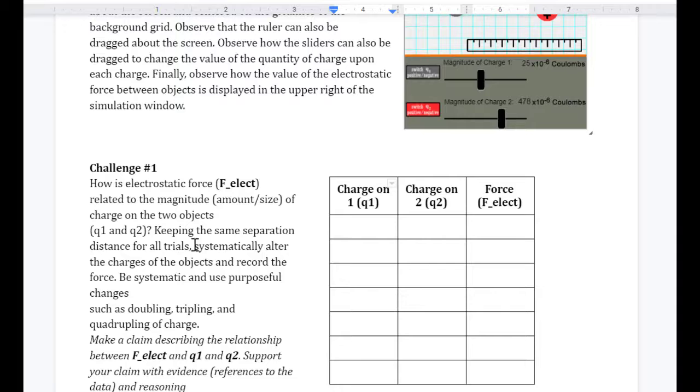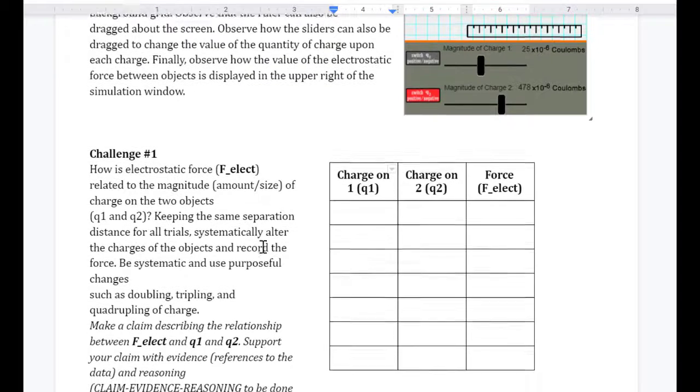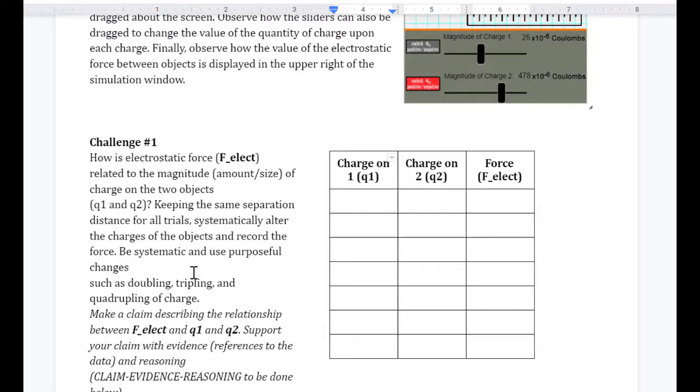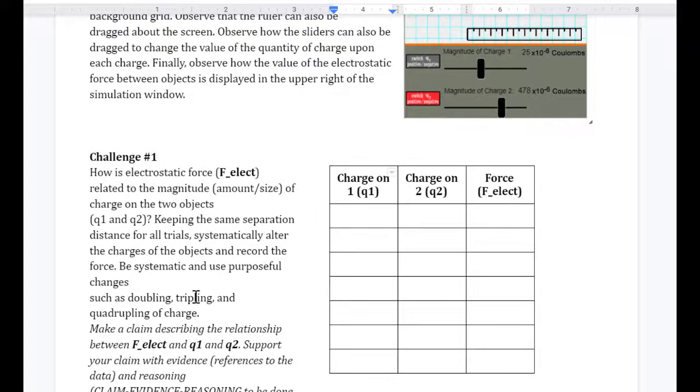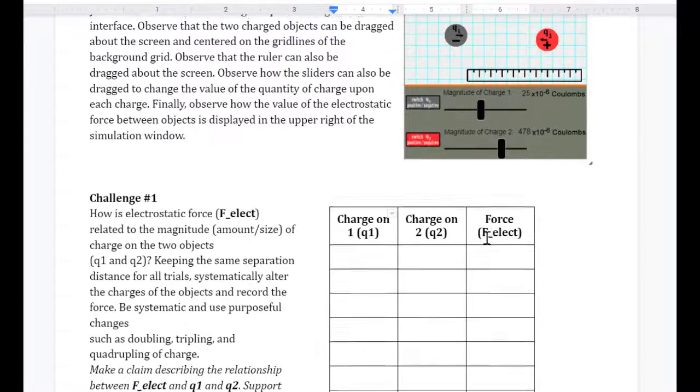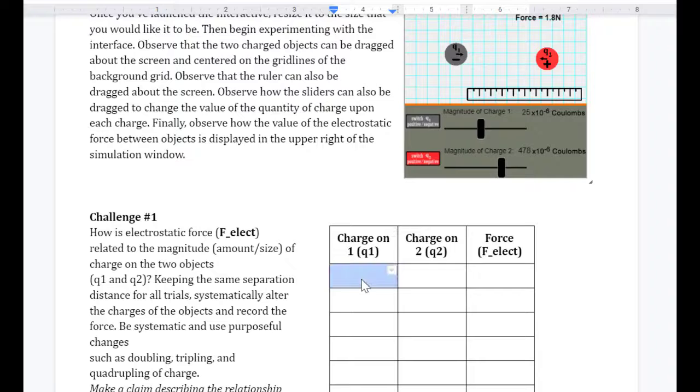You're keeping the separation distance the same. So it says be systematic. So try doubling, tripling, and quadrupling the charge. So we're going to change each one of these charges. Here's an example. They're all times 10 to the negative 6, but for charge 1, let's say we have 5 times 10 to the negative 6. And I'm going to leave out the 10 to the negative 6 on these just for this video.